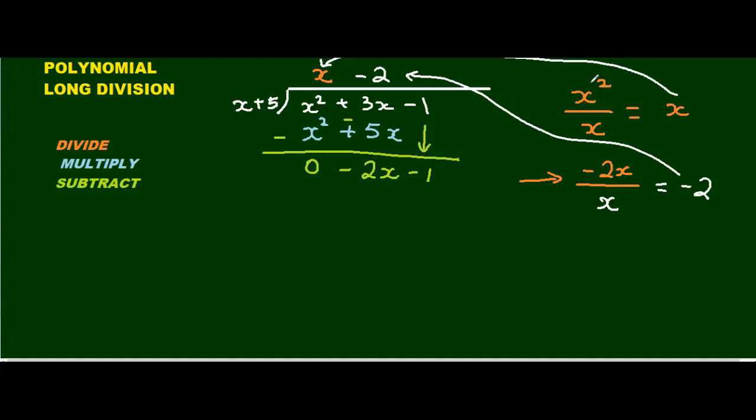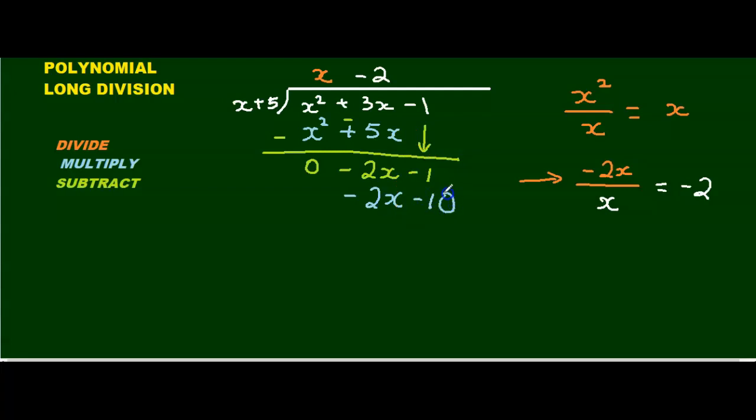Now I'm going to multiply again. So I'm going to take this negative 2 in my quotient, multiply it by the x here. So negative 2 times x gives you negative 2x. Negative 2 times 5 gives you negative 10. Then we're going to subtract.